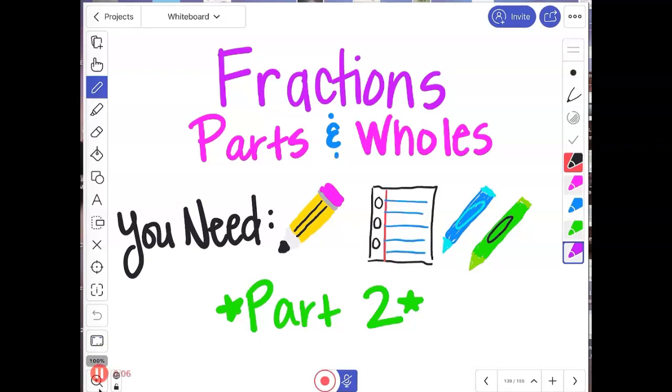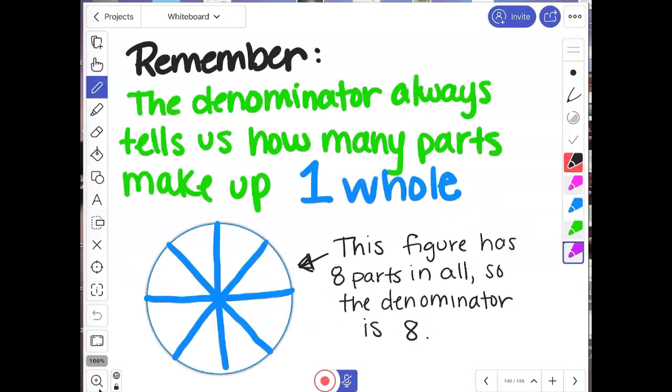So in the last lesson, we talked about fractions that can be equal to 1, and we learned that any fraction where the numerator and the denominator are the same magically are equal to 1. So this is just a reminder. The denominator always tells us how many parts make up just one whole.